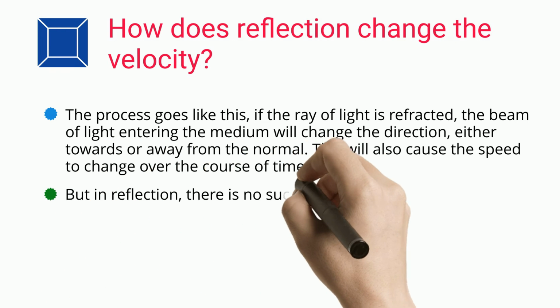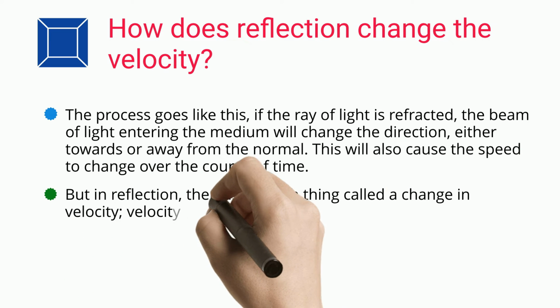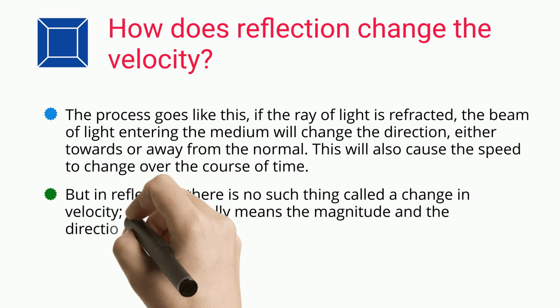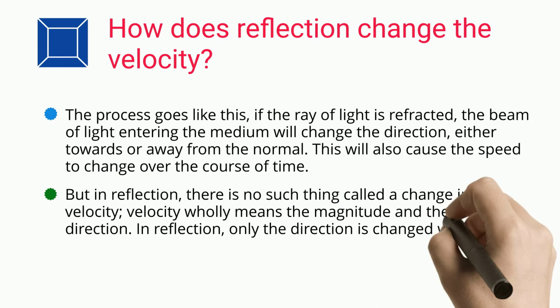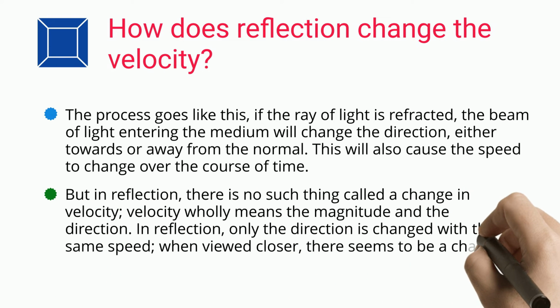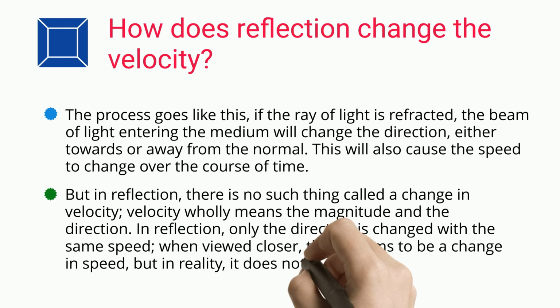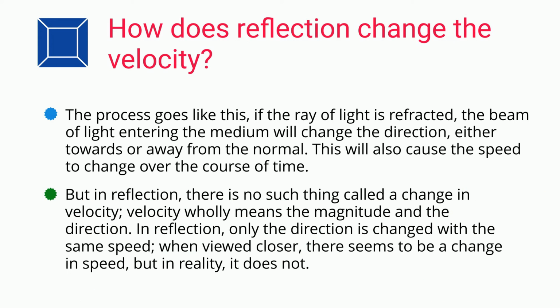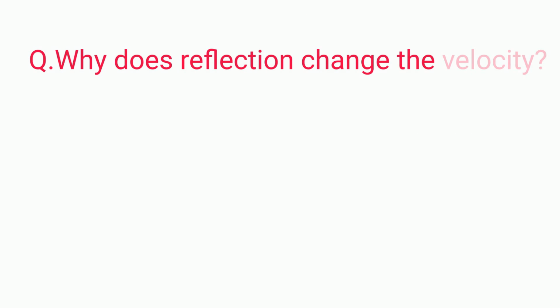But in reflection, there is no such thing called a change in velocity. Velocity wholly means the magnitude and the direction. In reflection, only the direction is changed with the same speed. When viewed closer, there seems to be a change in speed, but in reality, it does not. Why does reflection change the velocity?